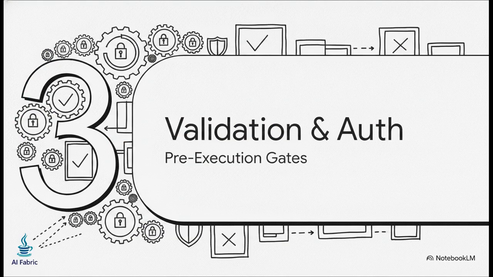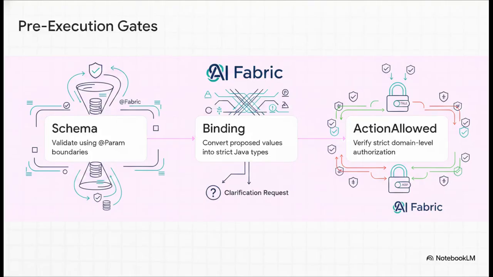Moving right along to Section 3, Validation and Authorization Gates. Before anything actually executes, everything goes through a rigorous pre-execution pipeline. First up, we have schema validation using @param boundaries. Second, parameter binding kicks in, safely translating the model's proposed values into strict Java types. If a value is missing or invalid, it doesn't just crash or try to guess. It actually pauses and returns a clarification request to the user. Finally, we hit the @ActionAllowed gate. This is where strict Boolean checks verify your domain-level authorization before we go a single step further.